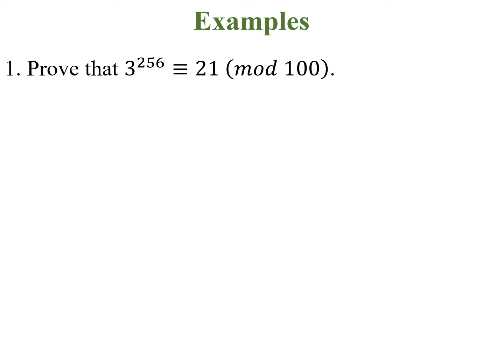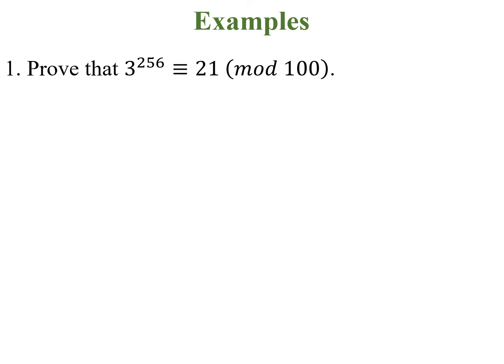Examples. First example: prove that 3 raised to 256 is congruent to 21 modulo 100. This is a very big number, so you cannot get this by trial and error, by taking 3 raised to 256 in the actual manner. You cannot get this value. So what we have to do is use some properties and theorems.